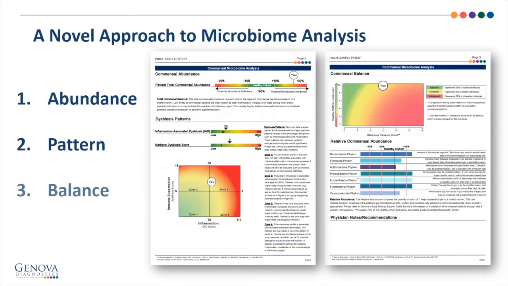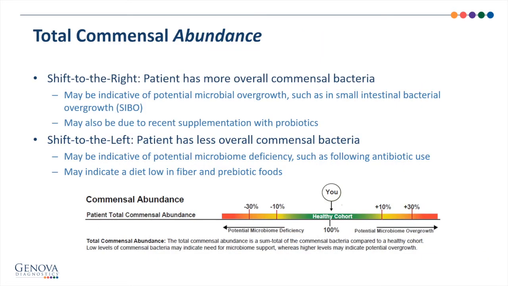Kind of what did we learn from that? Well, we get some evaluations into three different aspects of the microbiome. We look at abundance, we look at patterns, and then we look at overall balance. With respect to abundance, this is just telling you how much commensal bacteria is there compared to a healthy cohort.